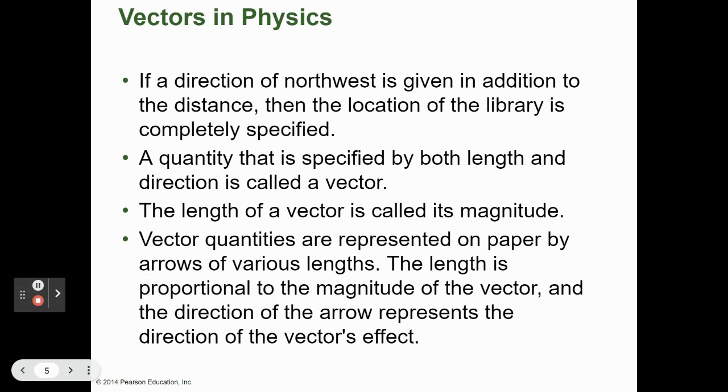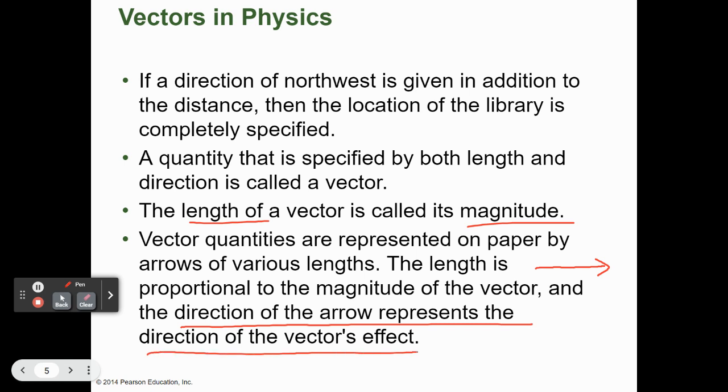Okay, never mind then. A quantity that is specified by both a length and direction is called a vector. The length of the vector is what we call its magnitude, which is just the number amount, and that represents the length. Vector quantities are represented with arrows. So what we're going to be doing in this section is we're going to be drawing a whole lot of arrows. The length of that arrow is proportional to the magnitude of the vector, and the direction of the arrow represents the direction of the vector. So if you say 1 kilometer northwest, then you're going to be going in that direction 1 kilometer, because that is north and west both. Okay.